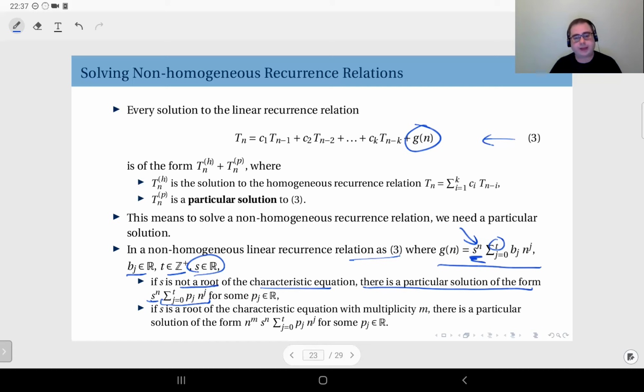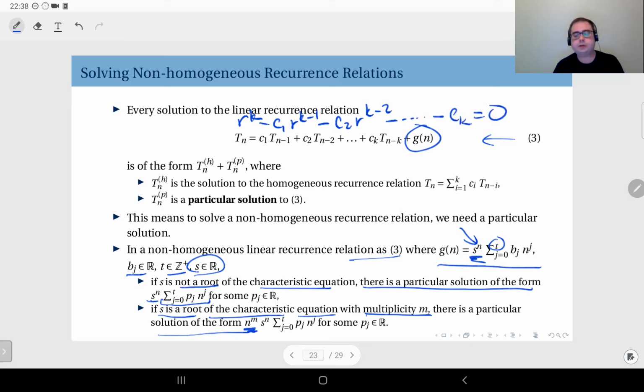On the other hand, if s is a root of the characteristic equation with multiplicity m, then there is a particular solution of this form. The only difference is this n to the power m term. Recall that the characteristic equation is r to the power k minus c1 r to the power k minus 1 minus c2 r to the power k minus 2, and so on, minus c k equals 0.